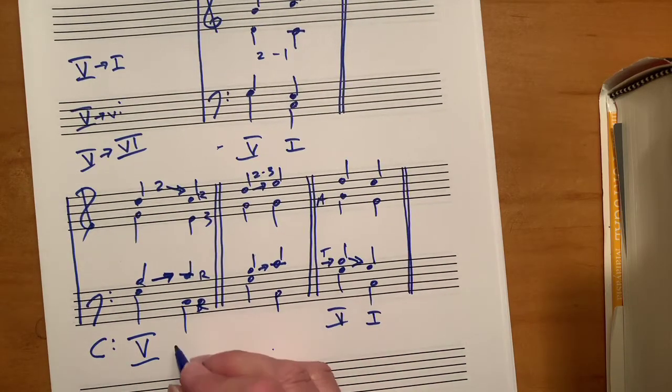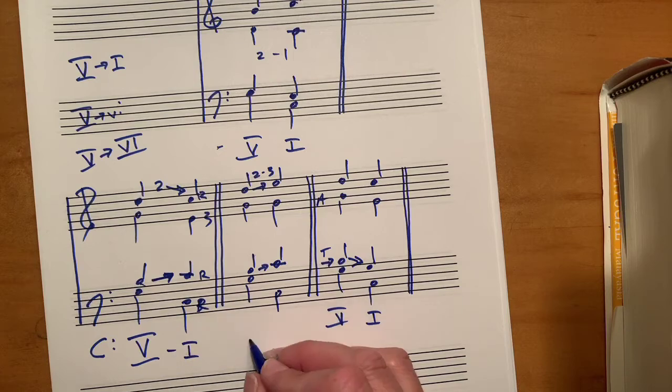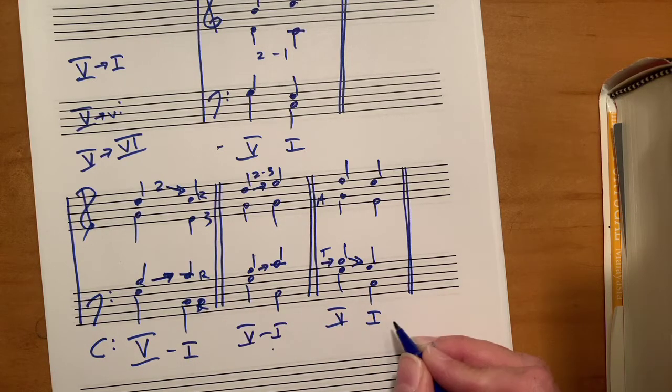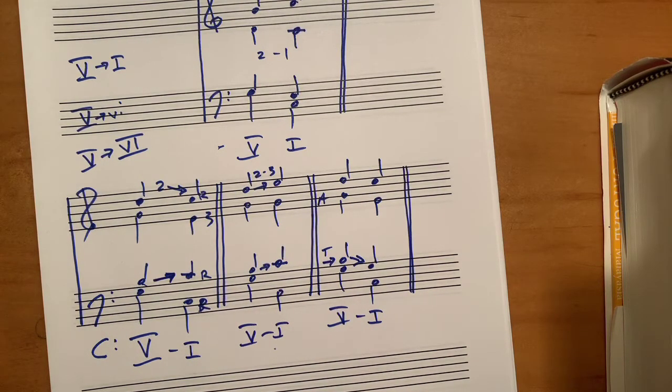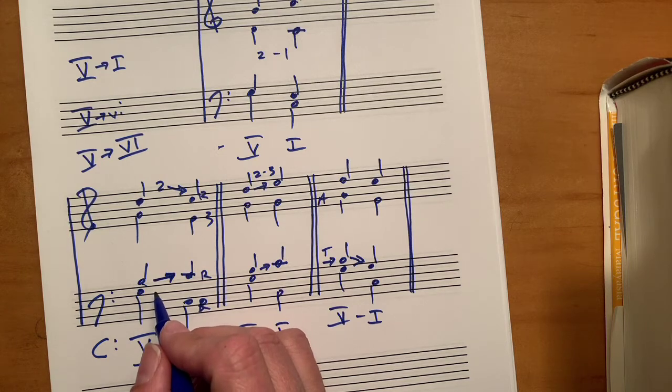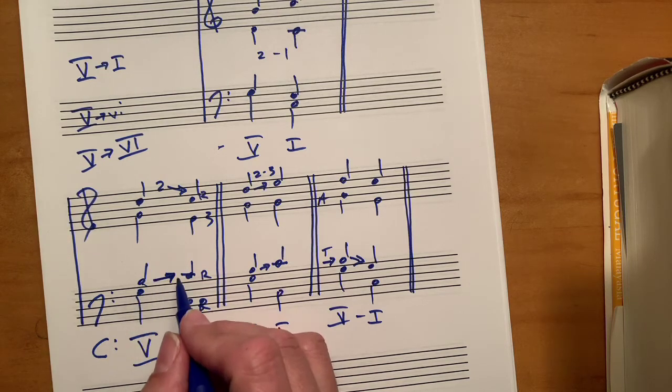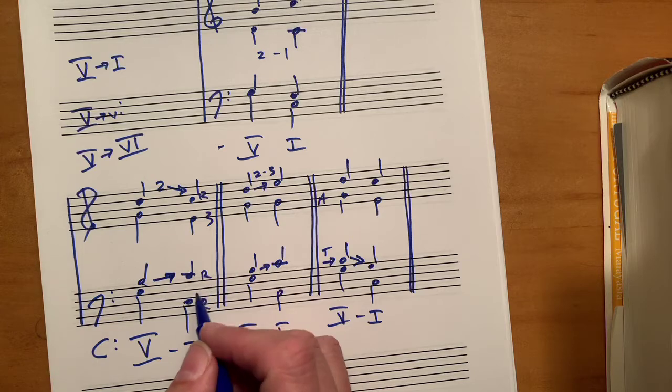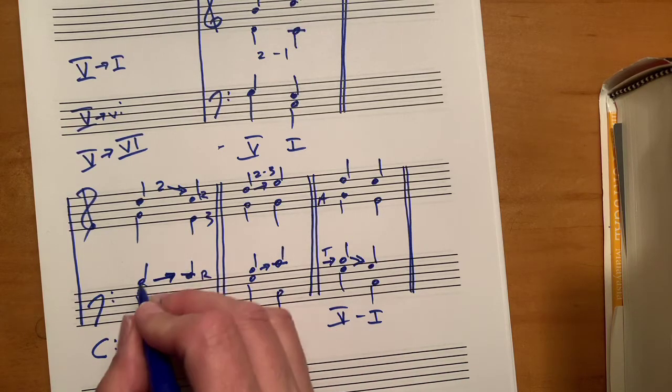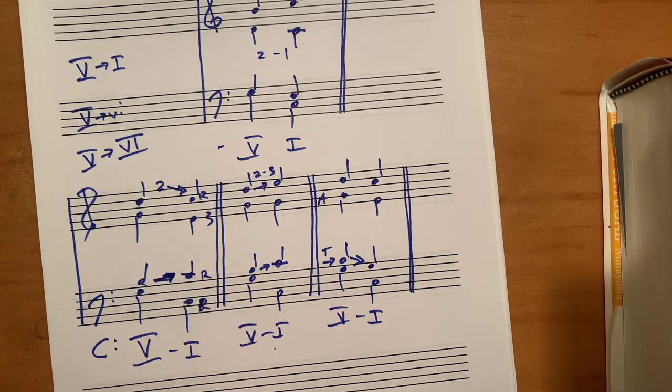Keep in mind that 5 to 1 is the most common progression in tonal music, and it creates a sense of closure and arrival on our final tonic chord, and it can do that strongly if the leading tone resolves appropriately. Keep that in mind.